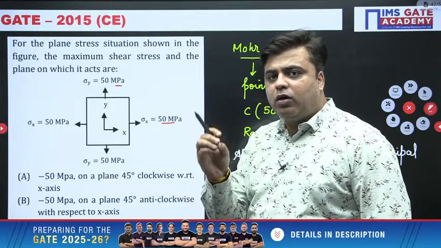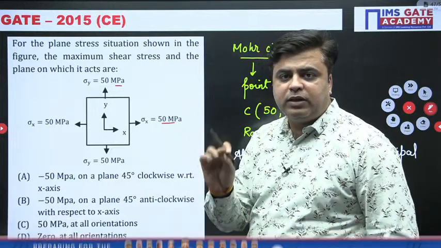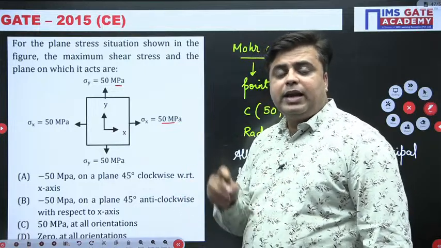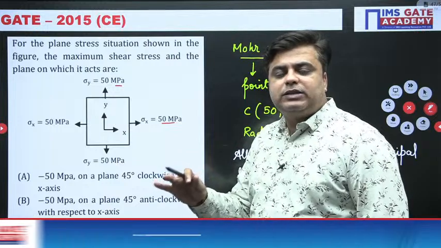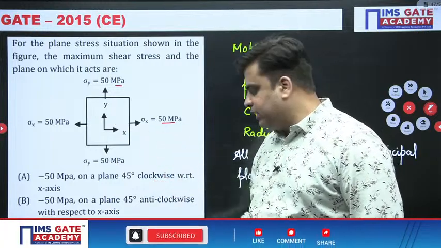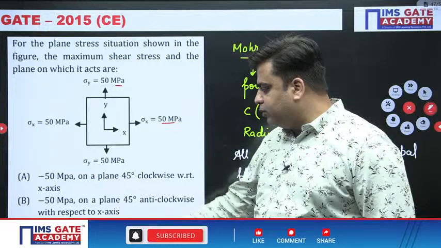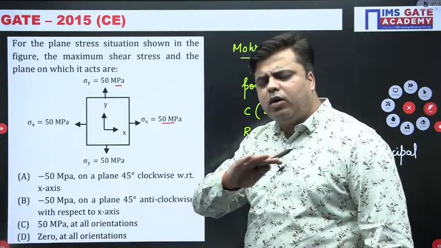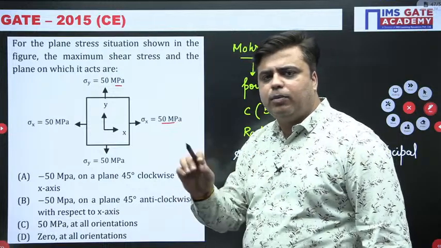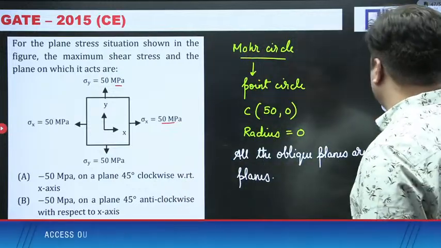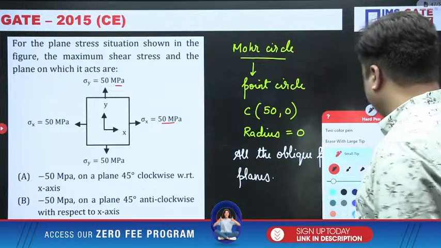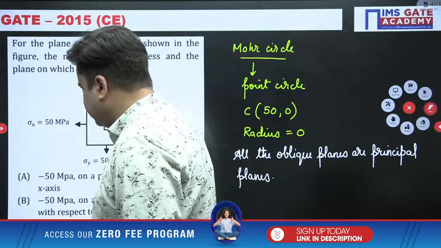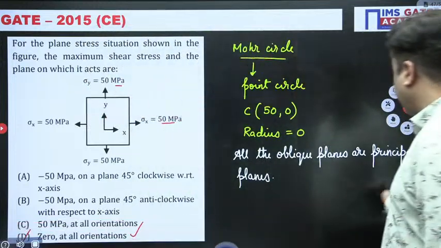First of all, the oblique planes will be principal planes. So the maximum shear stress that will come out will be equal to 0. And it will act over all the planes that are present here. Means the maximum shear stress is 0 and that shear stress will be acting for all the orientations. So for this question, your option D is the correct answer. Let's move ahead with this next.